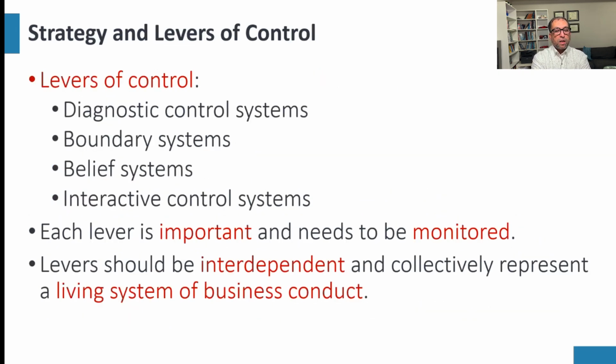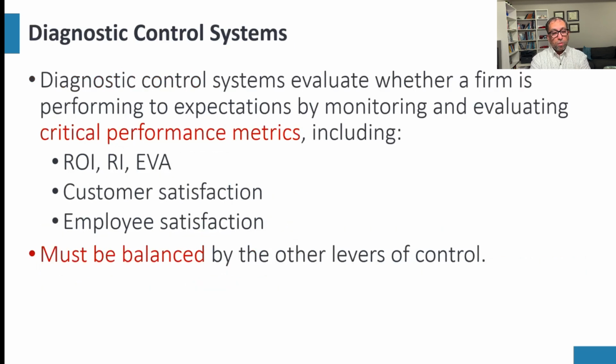Strategy and levers of control: how we can develop a strategy and what the levers of control are for the corporation. Diagnostic control system, boundary system, belief system, and interactive control system. Each layer and lever is important and needs to be monitored. Levers should be interdependent and collectively represent a living system of business conduct. So the diagnostic control system is where we have to identify the problem.